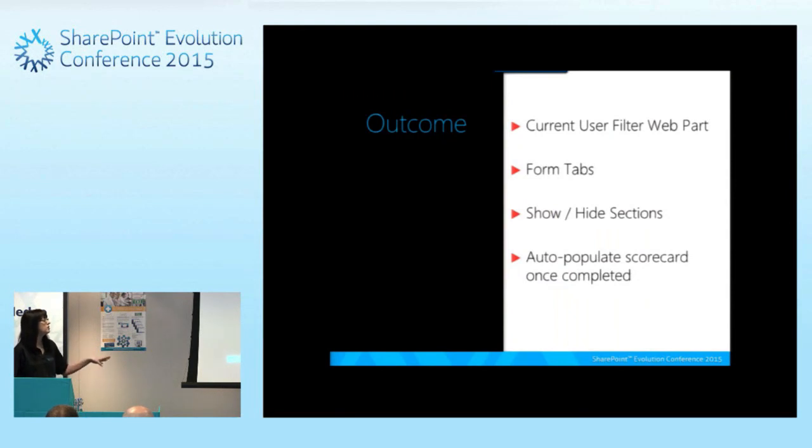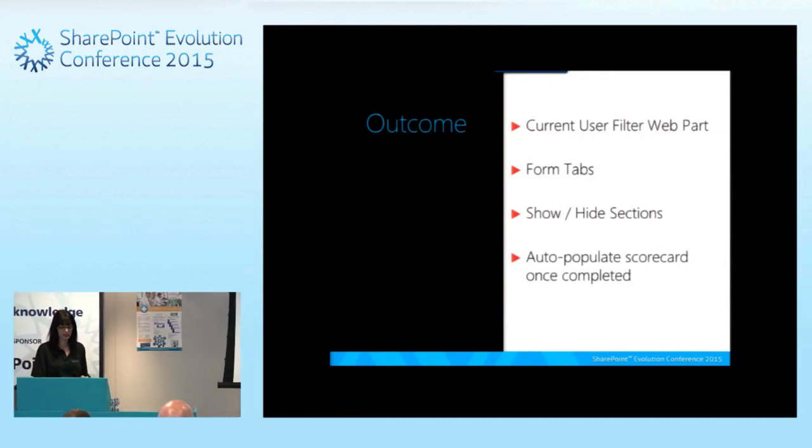So again, we use the current user filter on the web page so you can only see your stuff. We talked about the tabs on the page, hiding and showing different sections, and then auto-populating the scorecard once everything was completed.